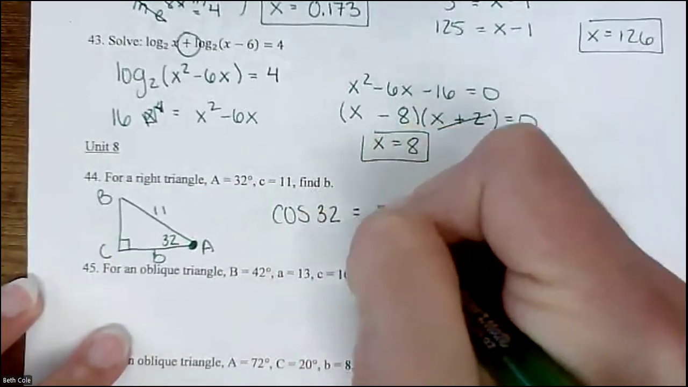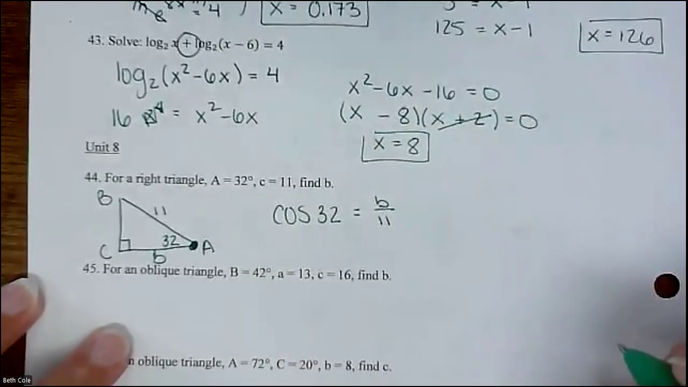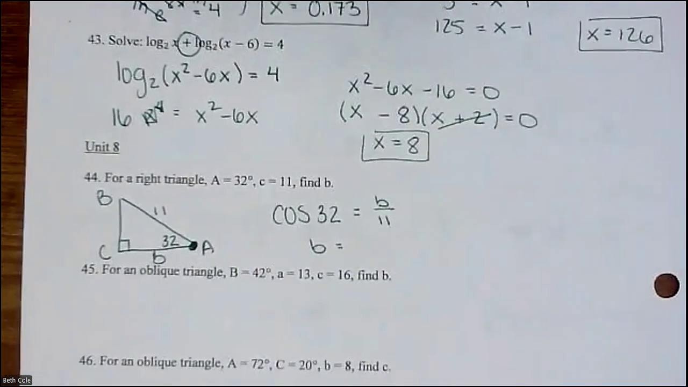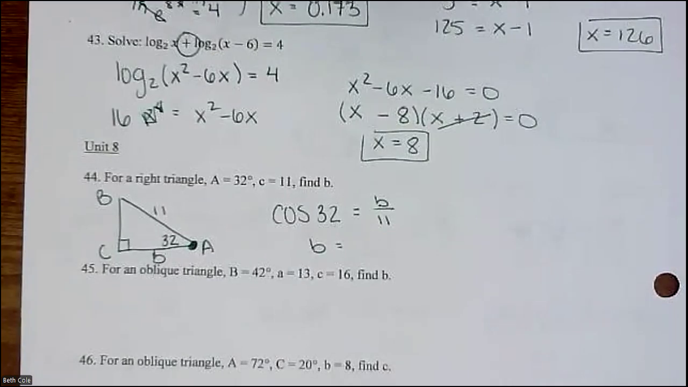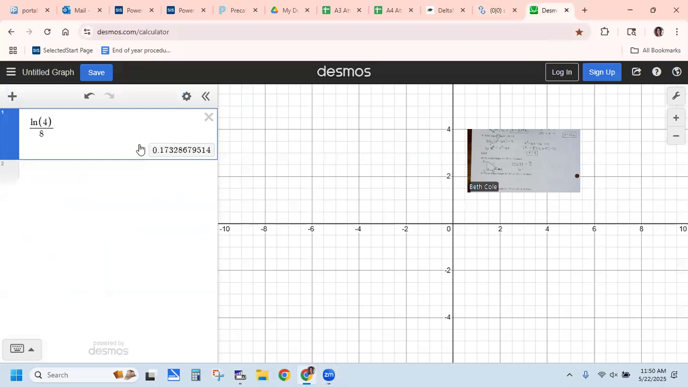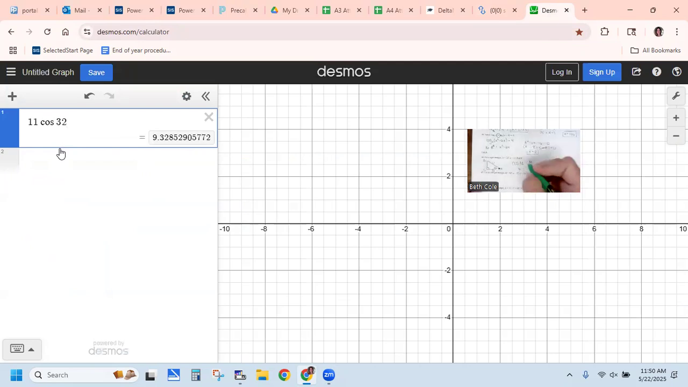So adjacent and hypotenuse means cosine. So it's cosine 32 equals B over 11. And then how are you going to type that in? Because we want to all go practice typing this. You're going to multiply over the 11. So everyone go ahead and type that. Just make sure we can all do the same thing. I got 9.328. I'd like to know if somebody got the same thing as me.